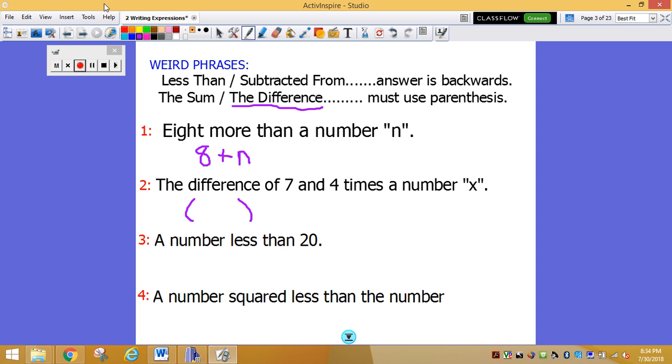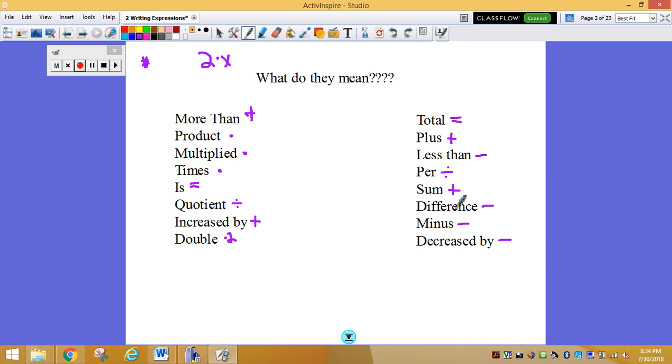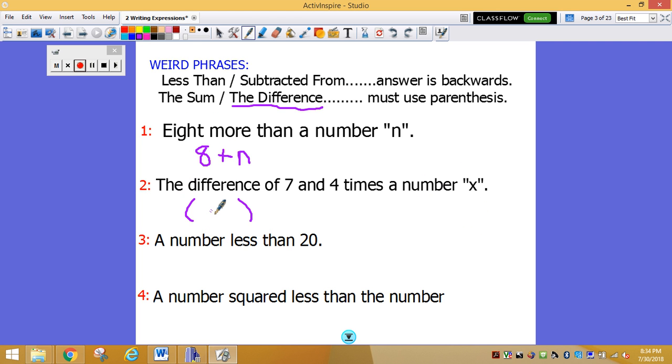And difference also means, I think we put it under here, we did, difference means to subtract. So I'm going to have subtraction. So the difference of 7 and 4, times a number x. So that's how you would write number 2. Difference means subtraction, and use a parentheses, and then times the number x.